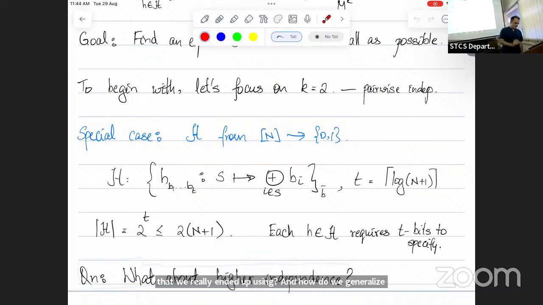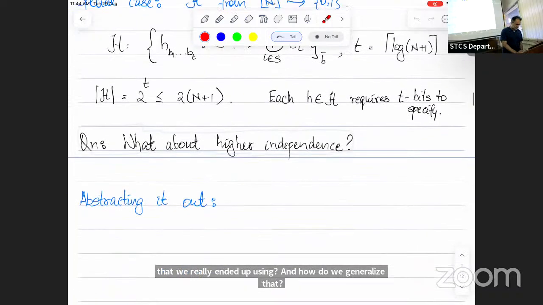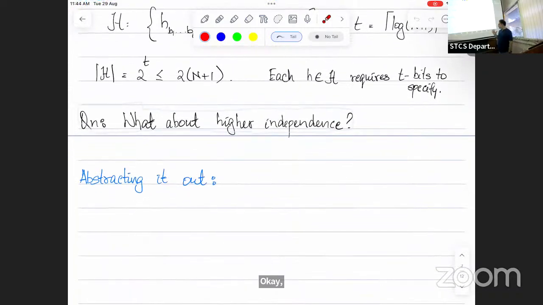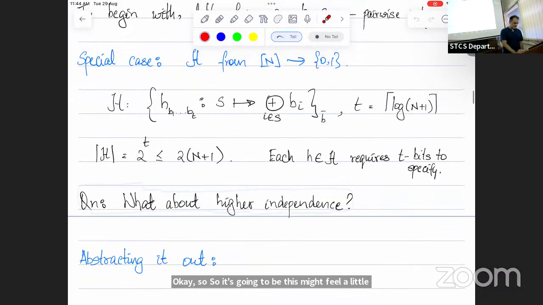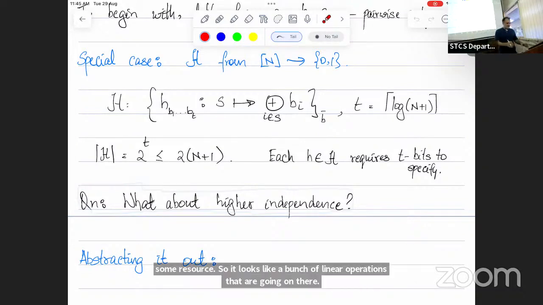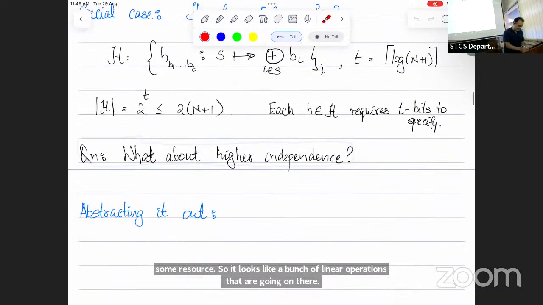Okay. So this might feel a little weird, but whenever you see a bunch of things like this, it should hopefully start making you think about it in this direction. The function somehow seems very linear-ish. It takes a bunch of bits and then it keeps on taking some XORs. So it looks like a bunch of linear operations going on there. So let's try and write it a little differently.